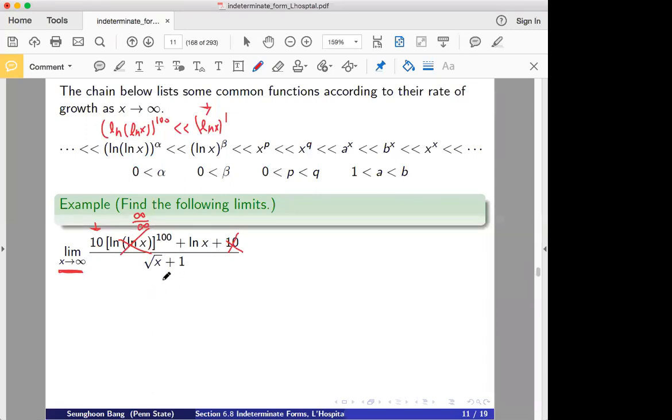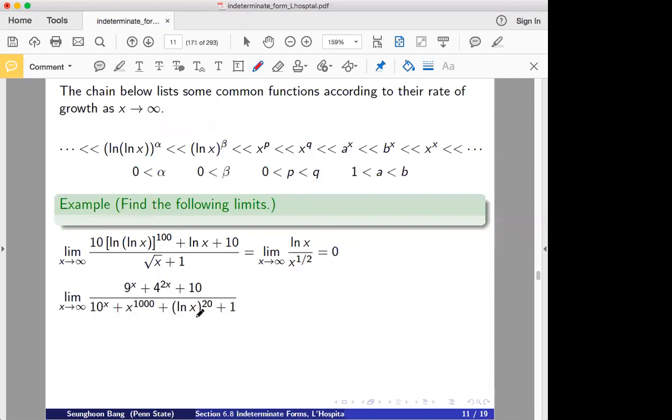The next is the root x plus 1. So ignore constant one, only root x. So what happens? We have top one has ln of x, bottom one has root x. So root x is x to 1/2. So we have ln of x is here, x to the 1/2 is here. So which is growing faster? x to 1/2 is growing faster than ln function. So bottom one is growing faster than top one. Answer is 0. This is the whole idea.